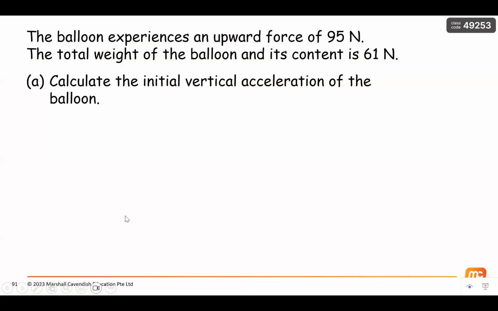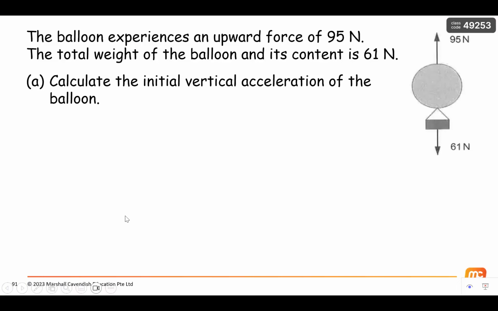Okay, so let's take a look at an example. A balloon experiences an upwards force of 95 newtons. The total weight of the balloon and its content is 61 newtons. Calculate the initial vertical acceleration. So in this case, motion is not given. A force is given. So the first step, I need to identify all the forces acting on this balloon. My object is my balloon. So I draw a free body diagram. My free body diagram will look like this. I have a balloon with an upwards force of 95 newtons and a downwards force of 61 newtons because it's the weight. Next, I have a free body diagram of all the forces.